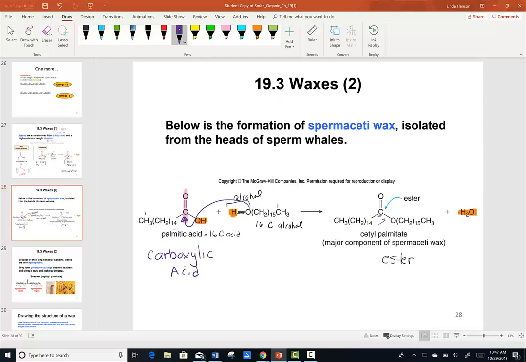And notice on the left side of the carbonyl, we have 16 carbons. And again, on the right side, we still retain 16 carbons. By producing a wax, we combined a carboxylic acid and a primary alcohol. In a dehydration process, we remove a water and create a new linkage of C single bond O.